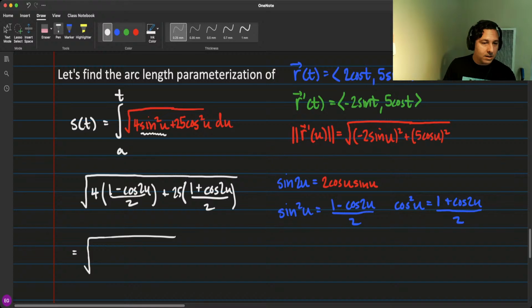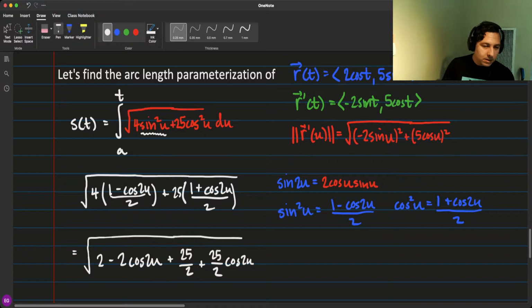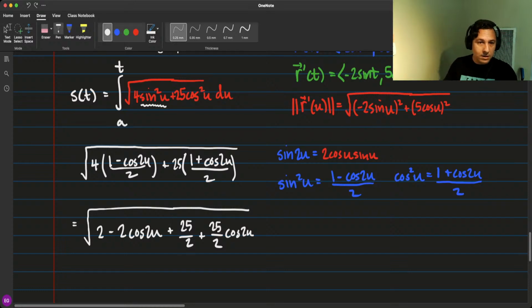Okay, so you're going to get 2 minus 2 cosine 2u, plus 25 over 2, plus 25 over 2 cosine 2u. Ooh, I think this might actually work. Okay. So what's 2 plus 25 over 2? It's going to be 75 over 2.